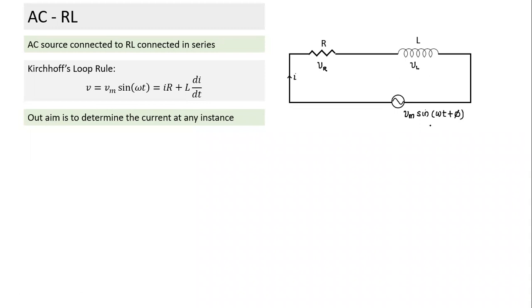If this is a sinusoidal function, it is easy to make an intelligent guess that this also will be a sinusoidal function, this also, and this also. All three will have the same value of omega. All I need to do is find out the amplitude of current, the amplitude of voltage across resistance, the amplitude of voltage across inductor, and how the phases are related. That's what we need to find.